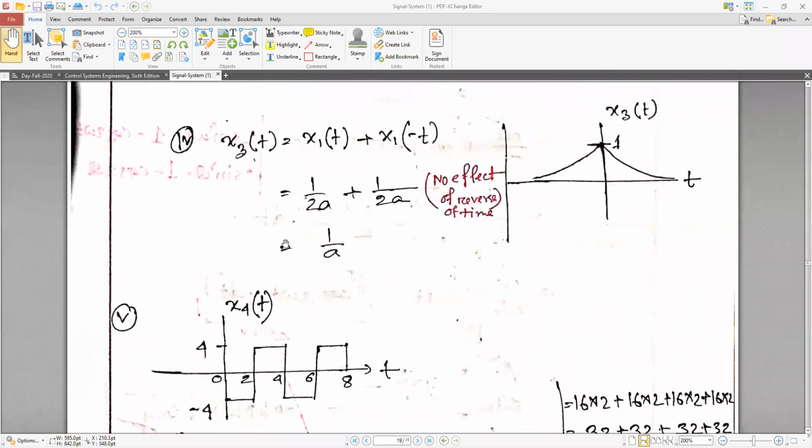Now look at another example. x3(t) is equal to x1(t) plus x1(minus t). So 1 by twice a, plus 1 by twice a. No effect of time reverse, so it is equal to 1 by a.